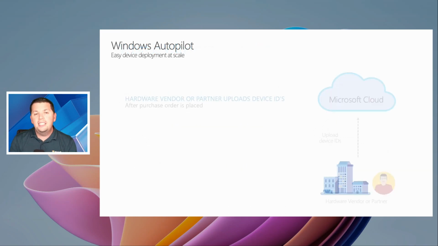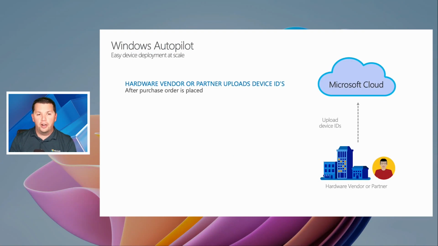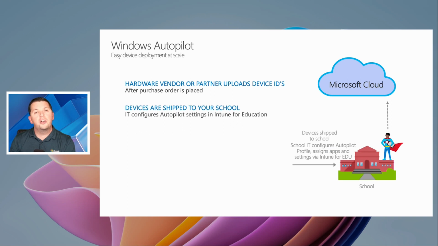It's really easy to see how Autopilot works. The hardware vendor, for instance, Ingram Micro, whom we're working with here, is able to acquire the devices and upload all the device IDs up to the Microsoft cloud for you when that purchase is ordered and Autopilot is added on. Those devices are then shipped straight out to your school, and IT can configure their Autopilot settings within Intune for Education, which is our management tool on Azure Active Directory.